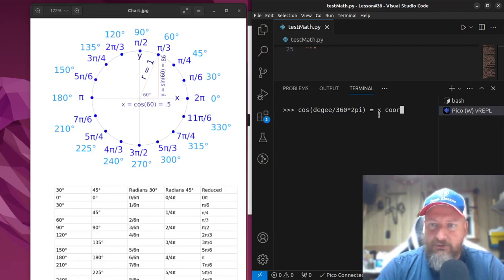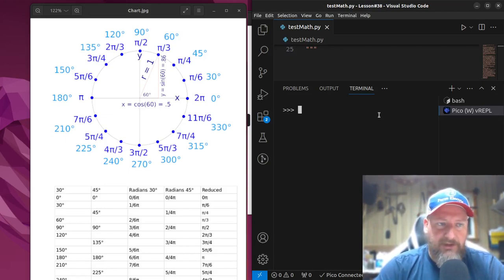But now we want to know what the y coordinate is. So this is pretty much the same, which would be sine, because that's going to be our y. And then we're going to say degree divided by 360 times 2 pi. And that would equal our y coordinate. Now we saw what our x and y coordinate formulas are. Let's put it into practice.